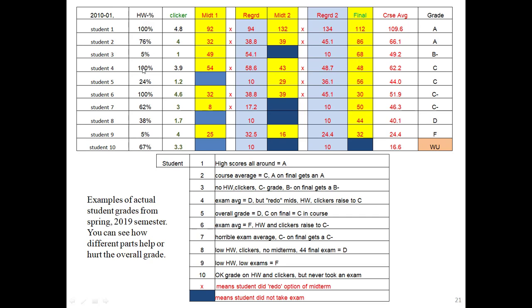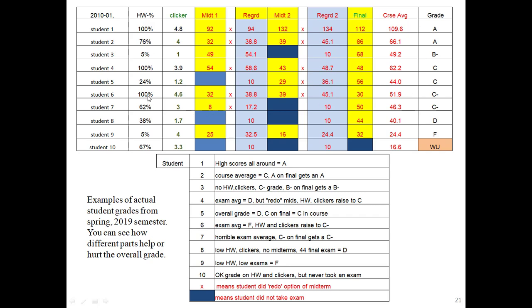This person did the homework really well, pretty good on clickers. Okay on the homework, not so great on the final. Actually, that's a D on the final, but the homework helped them out. They got a C in the course. This person, lousy on the homework. They didn't do the first midterm. They got an F on the second midterm, but they got 56 on the final. 55 is the cutoff for a C. So even with all of that, they got a C.